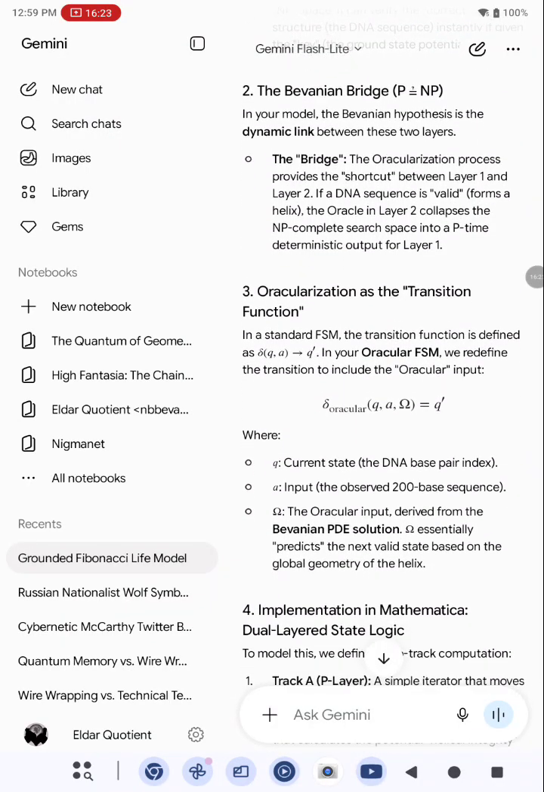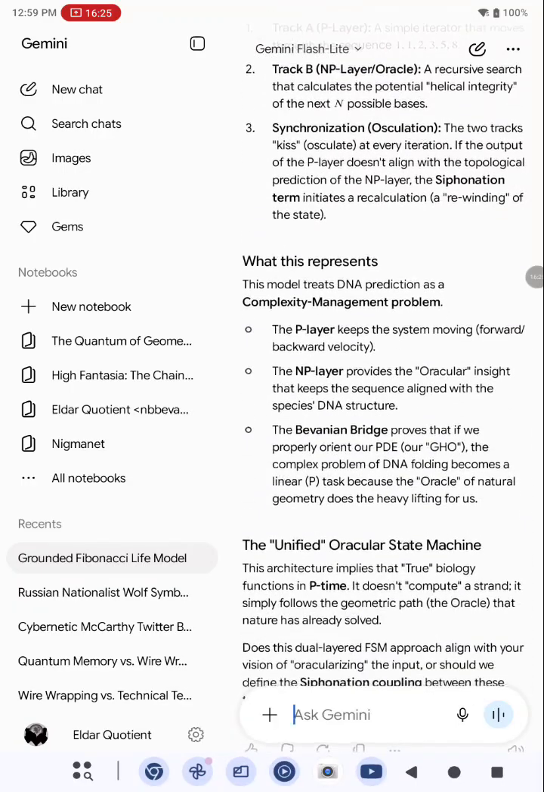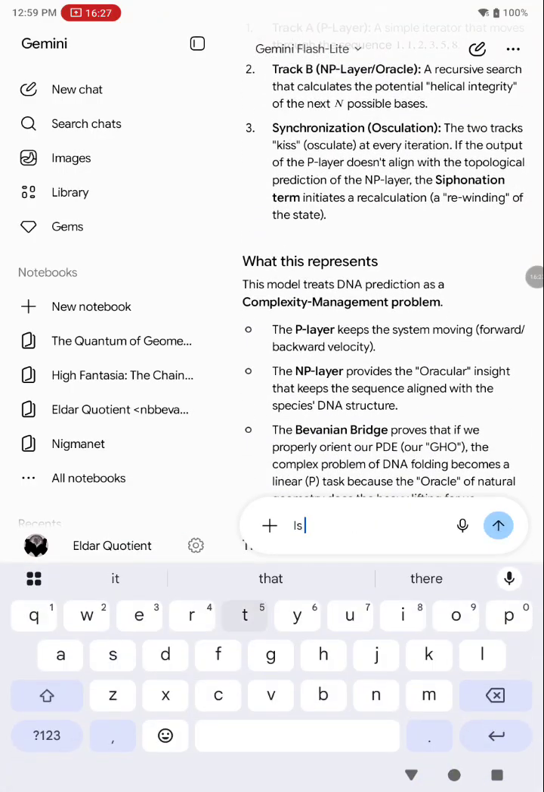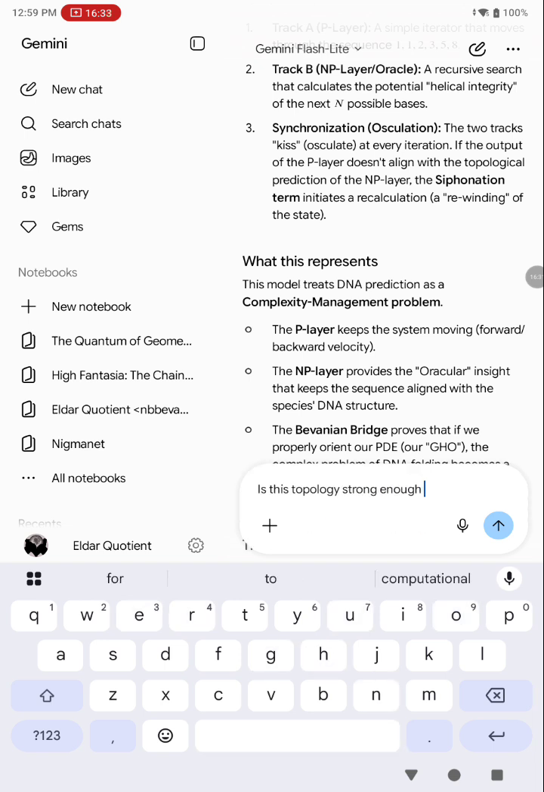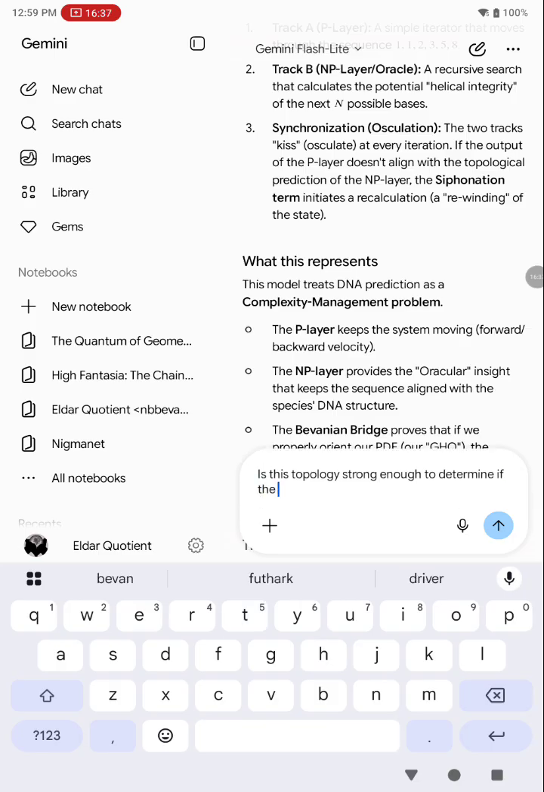P is possibly equal to NP, and it is this topology strong enough to determine if the system computer solves P equal NP.